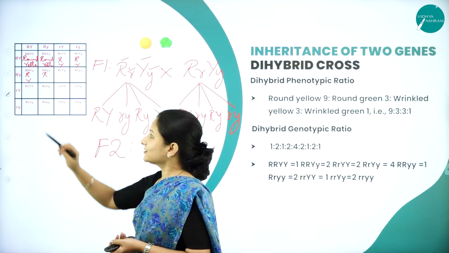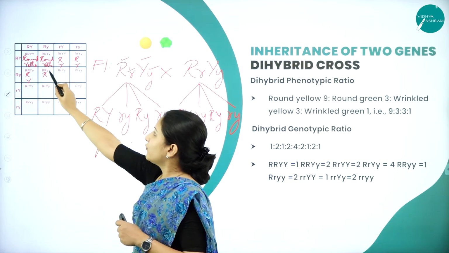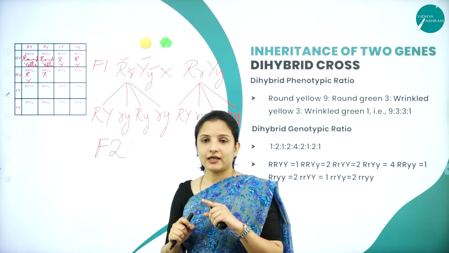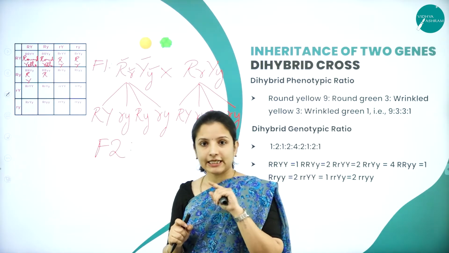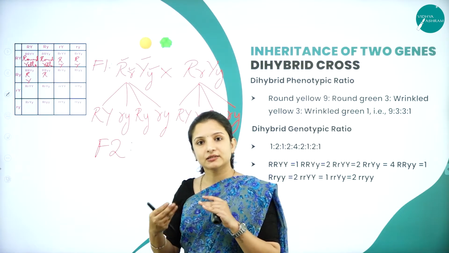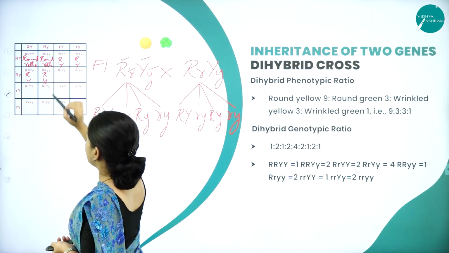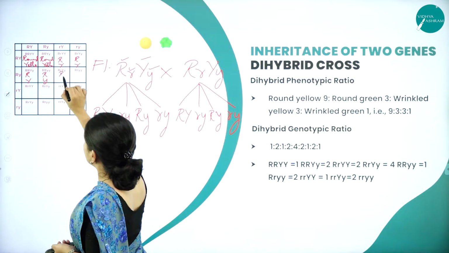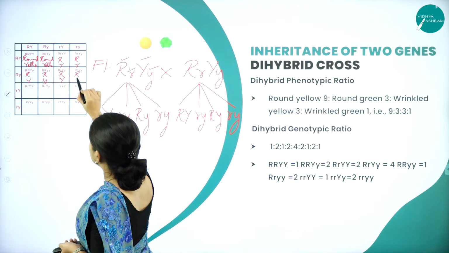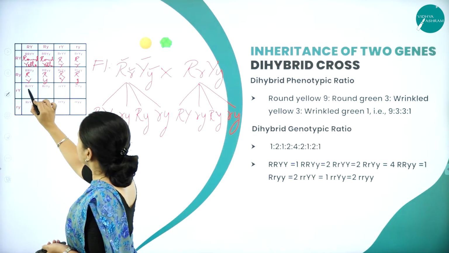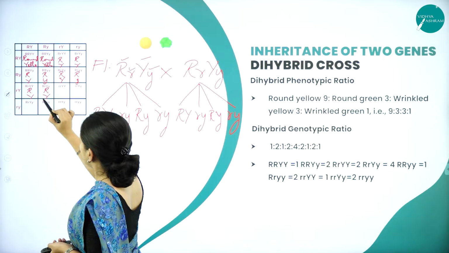So now you can guess what will be the seed color here. It will be green. Why? Because both the recessive Ys are there, recessive alleles are present there, which represent the green color. So therefore the recessive character itself will be expressed here. So you have the green color. Then again here round, yellow, round, green. Then again here round, yellow, and round, yellow again.